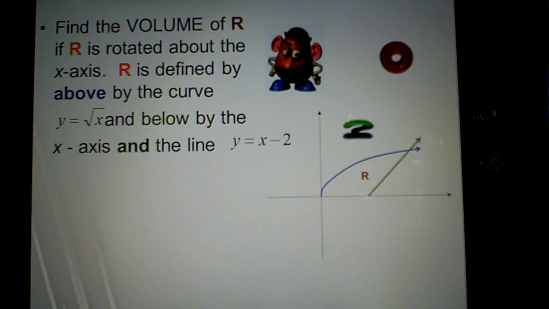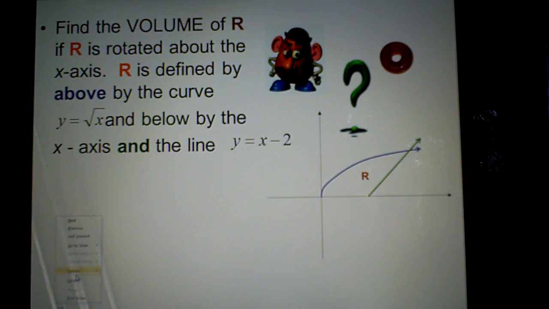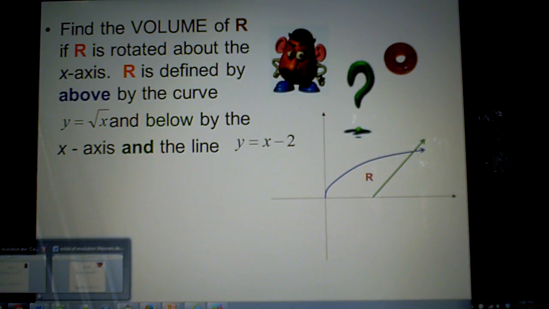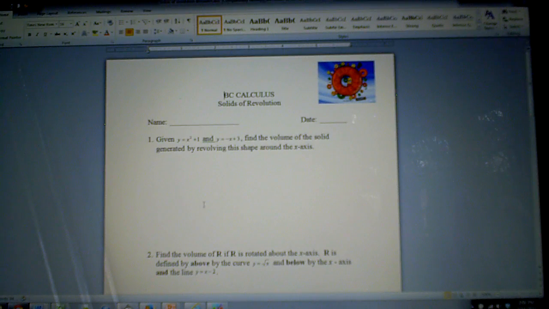All right. Also, I forgot to tell you that I have another handout that has these on them. Let me show you real quick. There's a second handout on Edline. The example I just did is here. And here's the second example I'm about to do.